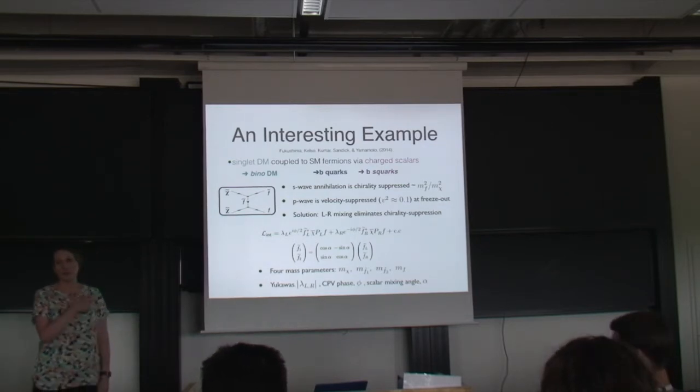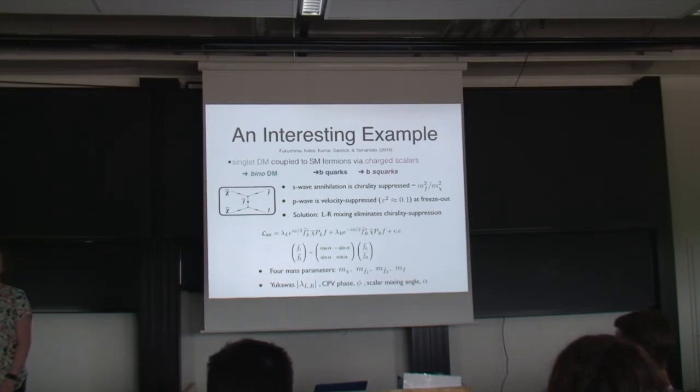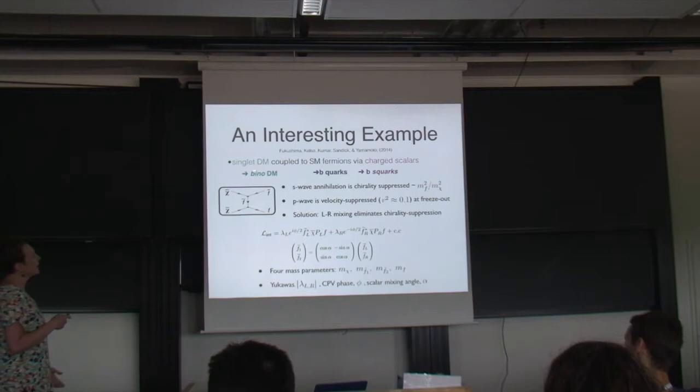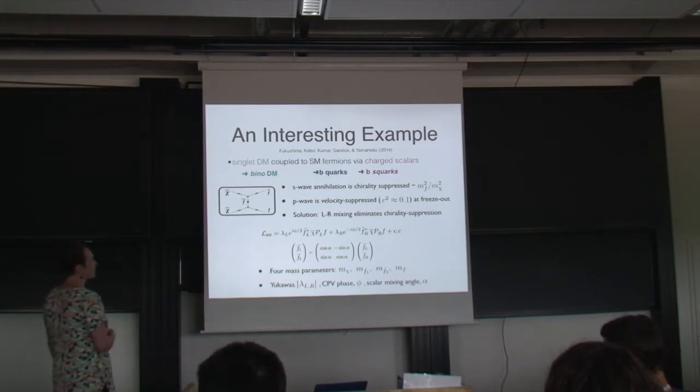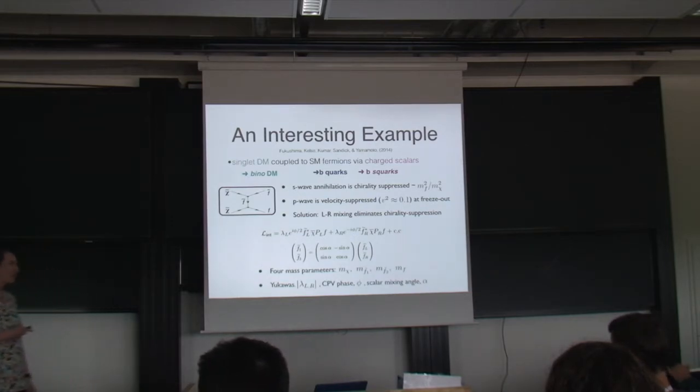If you want to put this into a supersymmetric context, which you are welcome to, this is actually kind of like a corner of supersymmetric parameter space. So one thing, I could consider singlet dark matter as a bino. The fermions could be anything. I'm going to call them B quarks, and the charged scalars are going to be the B squarks that make this interaction happen.